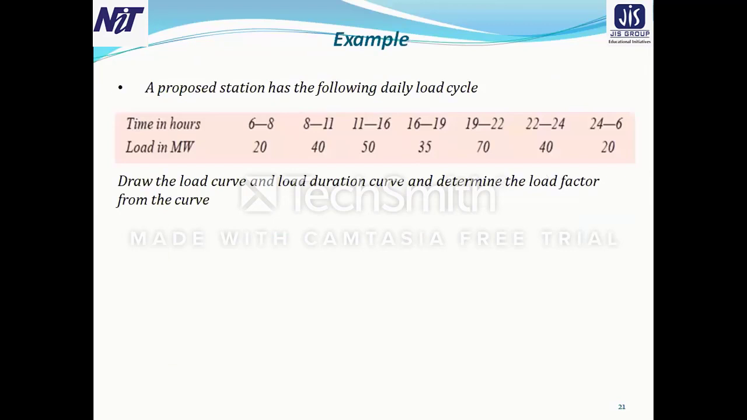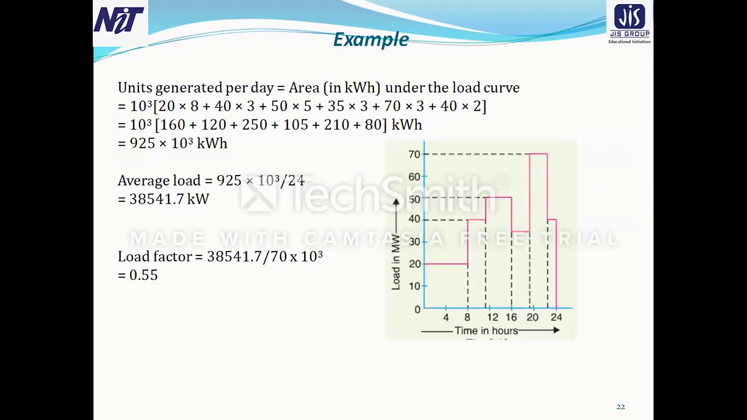Now if we consider an example, suppose time in hours, morning 6 to 8, 8 to 11, 11 to 16, 16 to 19, 19 to 22, 22 to 24, 24 to 6. If the load is 20 megawatt, 40 megawatt, 50, 35, 70, 40 and 20, draw the load curve and load duration curve and determine the load factor from the curve. So if it is the example, we can find the units generated per day equal to the area under the load curve. So 10 to the power 3 into 20 into 8 plus 40 into 3 plus 50 into 5 plus 35 into 3 plus 70 into 3 plus 40 into 2.